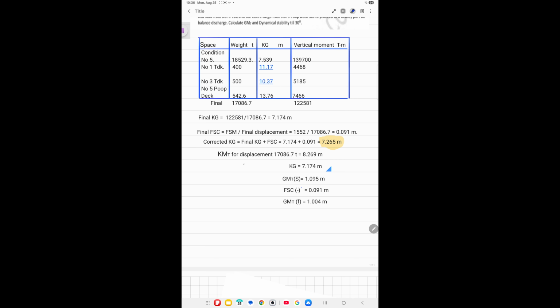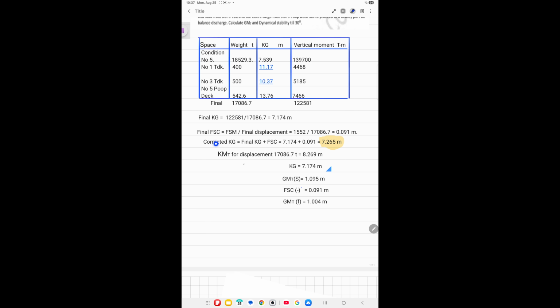Now, as we know, FSC is given by FSM upon final displacement. So, free surface moment has not changed. As I said, there are no changes in the liquids. So, FSM I can take directly as given in condition number 5, 1552. But the displacement has changed. So, I take now new displacement 17086.7 and 0.091 meter I get FSC.